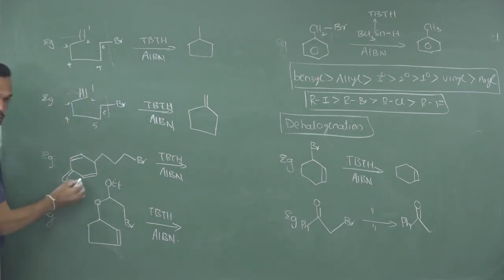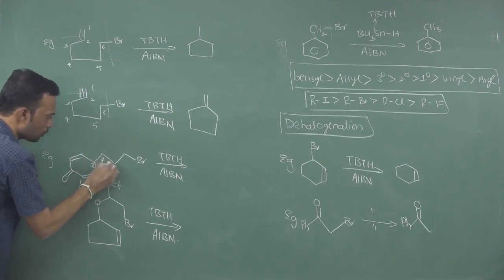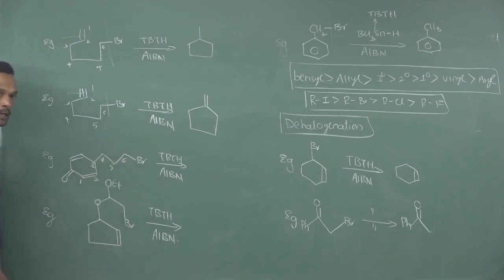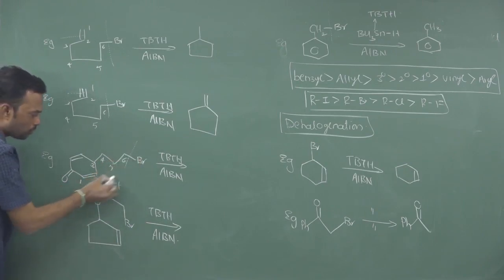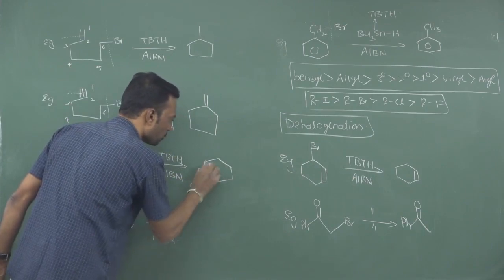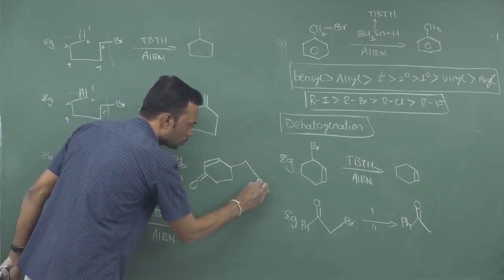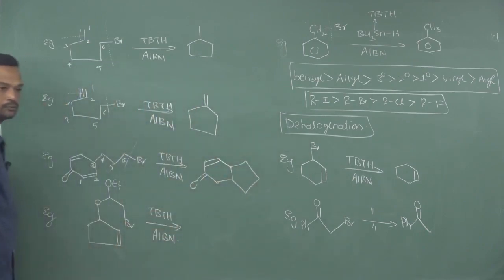Now, if I start numbering from one of the double bonds, 1, 2, 3, 4, 5, 6. Is it a 6-haloalkene? Now, put a bond between 2 and 6. Break this and put a new bond between 2 and 6. Keep the C double bond O as it is. How many are there outside? 3. 1, 2, 3. This is the answer. That's it.